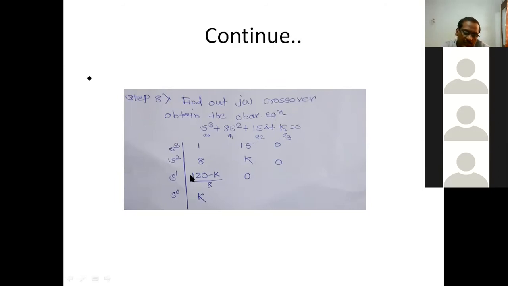Then the third row will be constructed using the first two rows, where we have to take the product of the first coefficient of the S square row and the second coefficient of the S cube row, that is 8 into 15, minus the first coefficient of the S cube row multiplied by the second coefficient of the S square row. So 15 times 8 is 120, minus k into 1, upon the first coefficient of S square. Then this will be 0, that is 8 into the third coefficient of S cube, that is 0, minus 1 into 0, upon 8. So that will give 0.